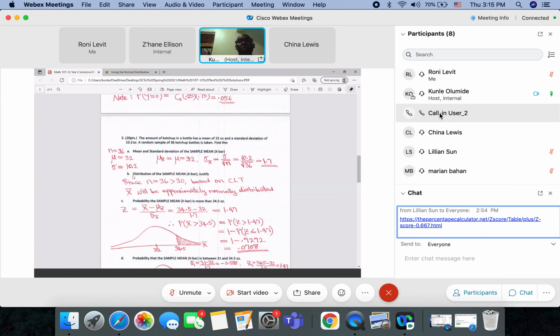Now, we don't know the distribution of the population. That means we have to use the CLT, right? And based on CLT, X bar will be approximately normally distributed since n equals 36, which is greater than 30.